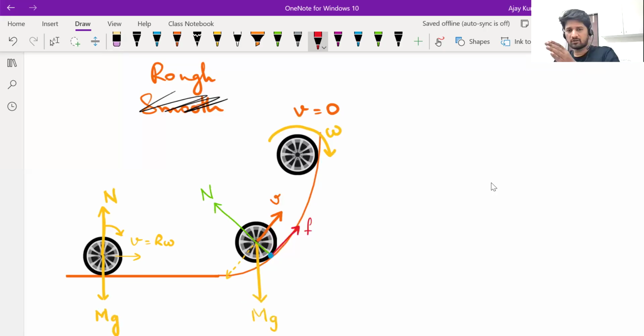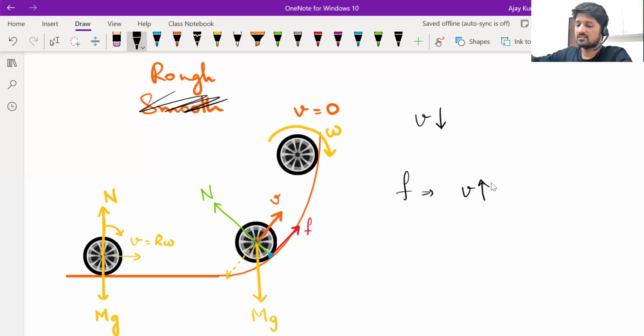Okay, see, the component of mg opposite to velocity is trying to slow it down, but friction is trying to speed it up. Why? Friction wants to establish pure rolling. Friction doesn't like slipping, so it wants to make the object undergo pure rolling. Due to mg's component, velocity has a tendency to decrease. Omega has no tendency to change. mg cannot change omega, but it is decreasing the speed. So what friction will do is increase the speed.